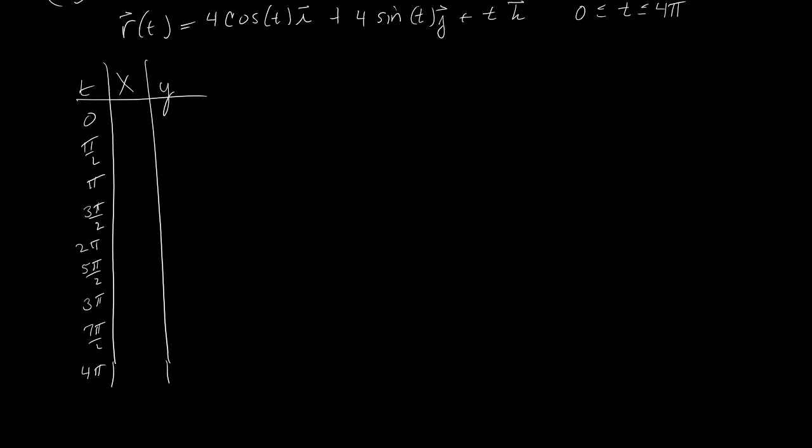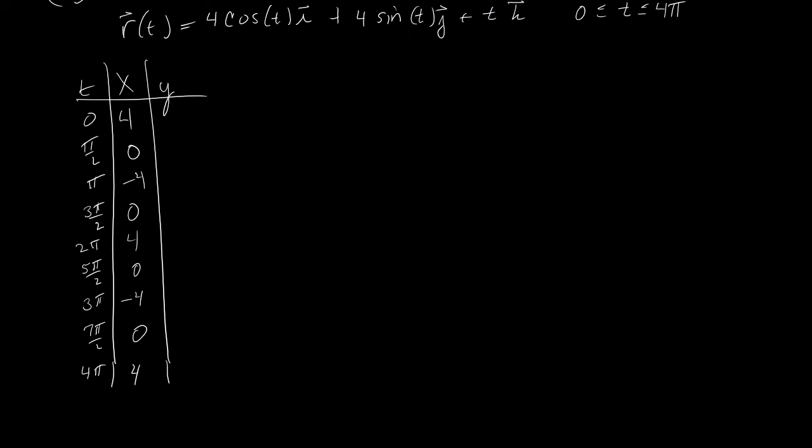So for the x components, we have cosine of t times 4. Cosine of 0 is 1 times 4 is 4. Cosine of pi over 2 is 0. Cosine of pi is negative 1, so that's negative 4. Cosine of 3 pi over 2 is 0. Cosine of 2 pi takes us back to positive. Hopefully you can see what's happening here. We are traversing the circle of radius 4 centered at the origin.